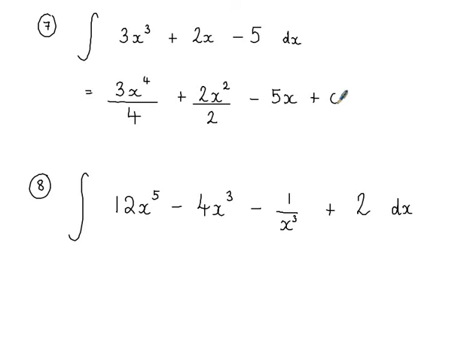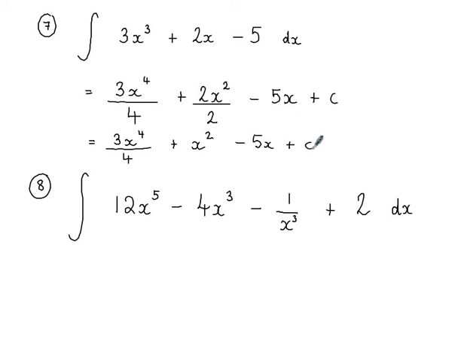Cancel down where you can. So this first fraction is going to stay exactly the same. So 3x to the 4 over 4, plus 2 divided by 2 cancels to 1, which we don't need to write. So plus x squared minus 5x plus c.